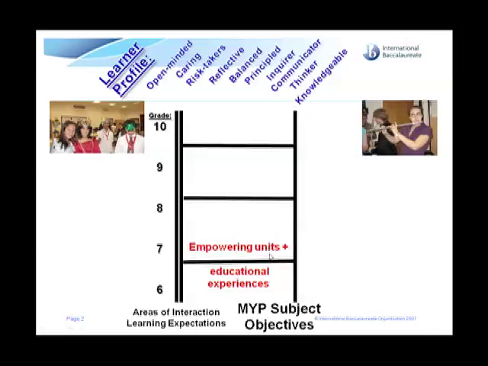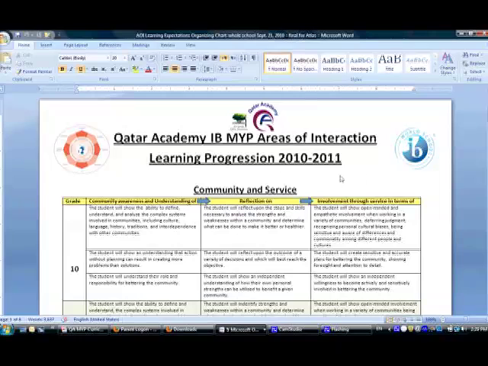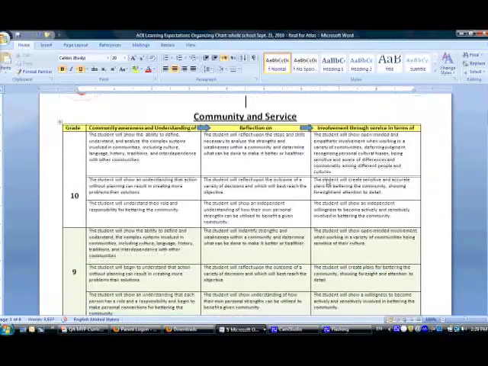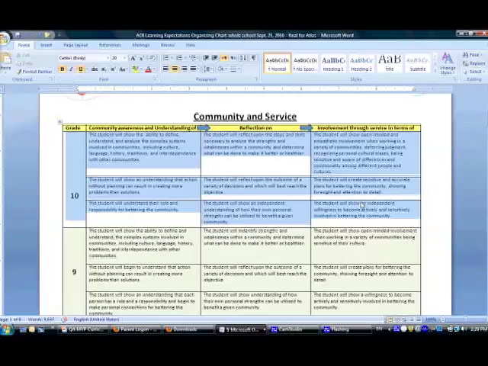And all of the units, as well as the experiences that any student has at Qatar Academy, should have empowering qualities, leading students to greater understanding of themselves and of the world. However, tracking the connections to the world and tracking the individual skills that are transdisciplinary and interdisciplinary across the subjects isn't an easy thing. The AOI learning expectations were created, commencing 2010-2011.